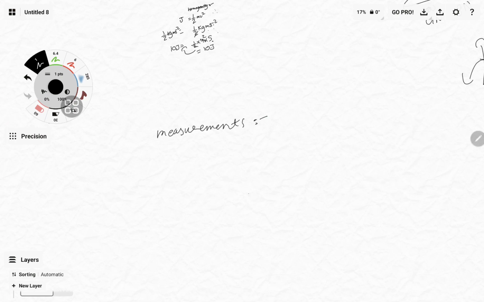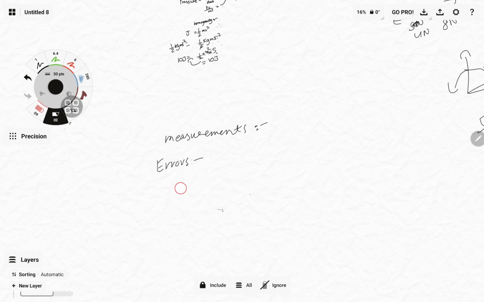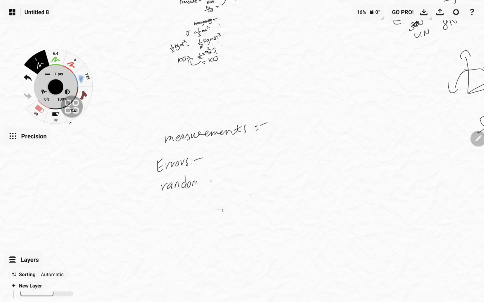Now measurements basically have some problems with them. We have different tools, but first we will talk about errors, which would be random errors. These cannot be controlled by us and are caused by random fluctuations, either human reaction time or some uncontrollable variable in an experiment. Random errors. So we have that.